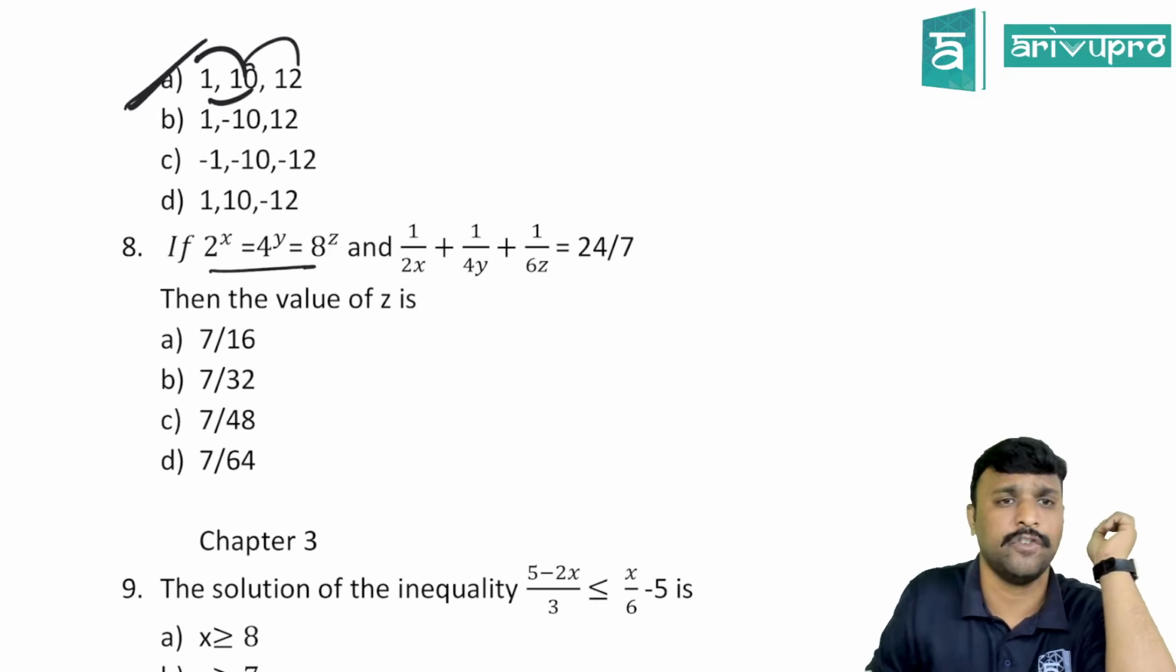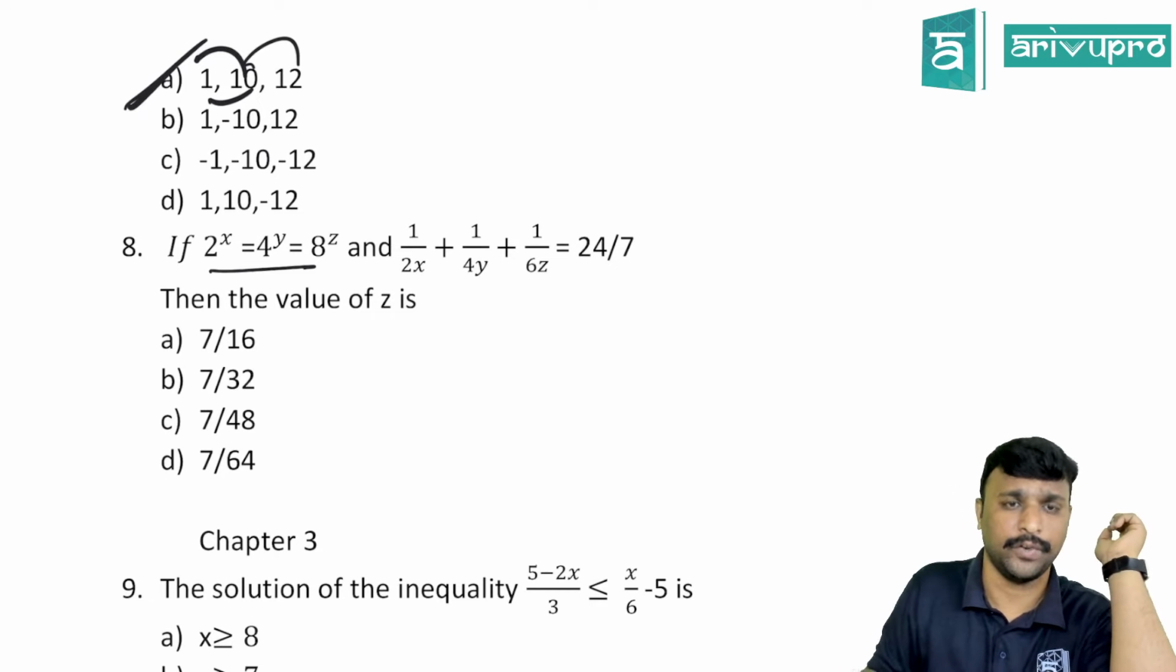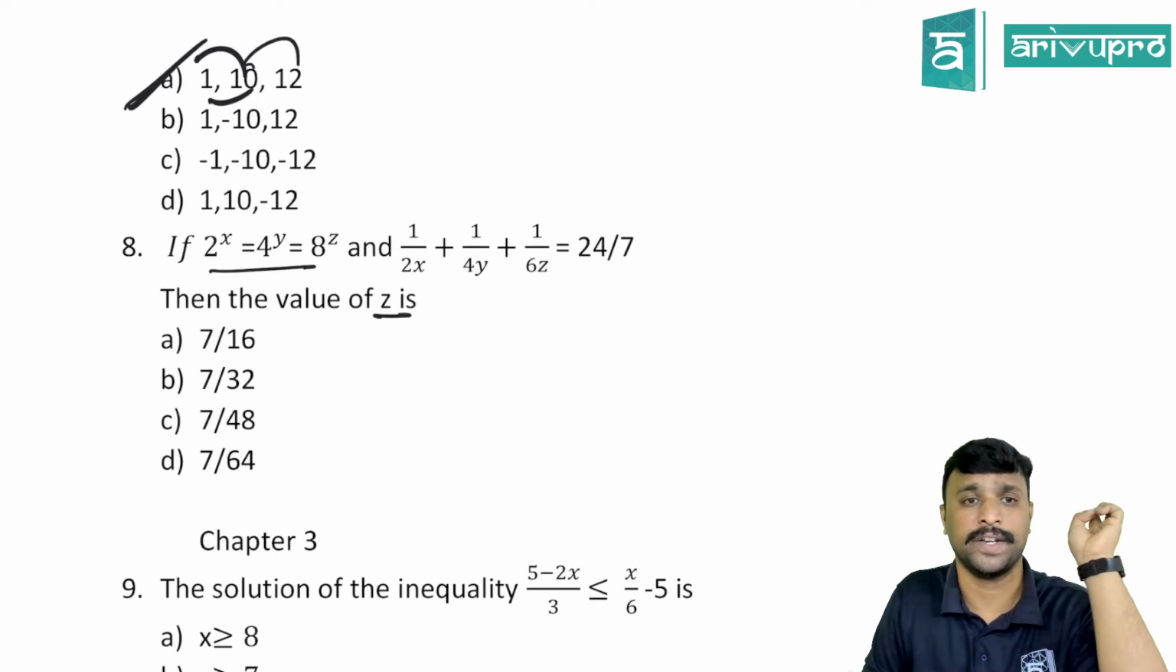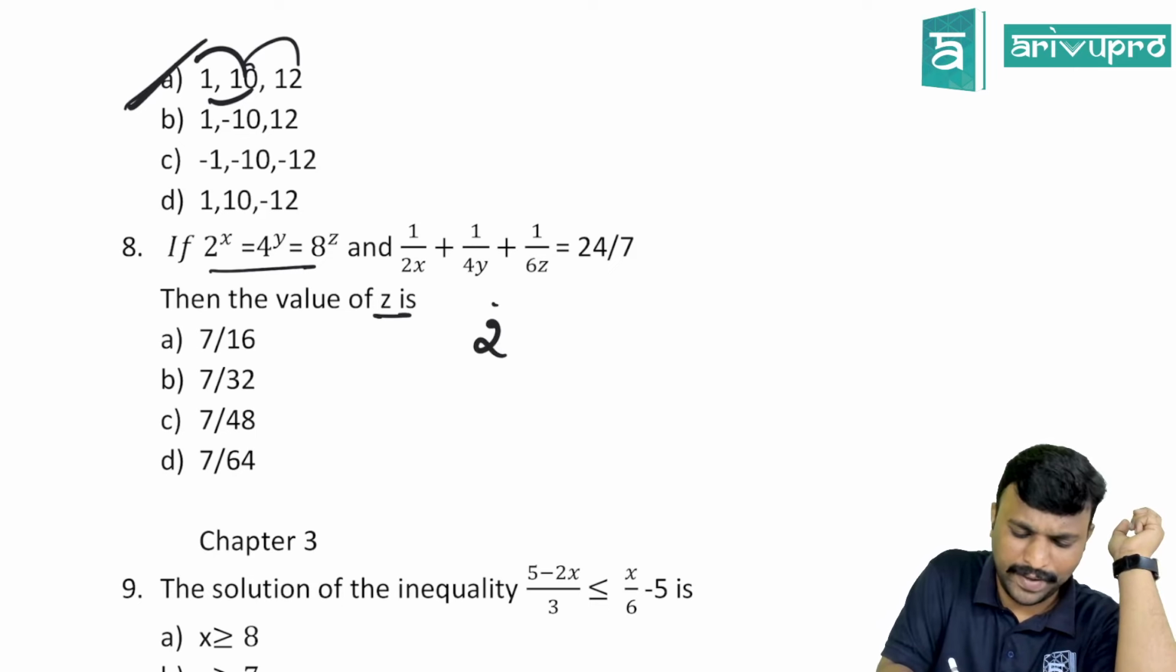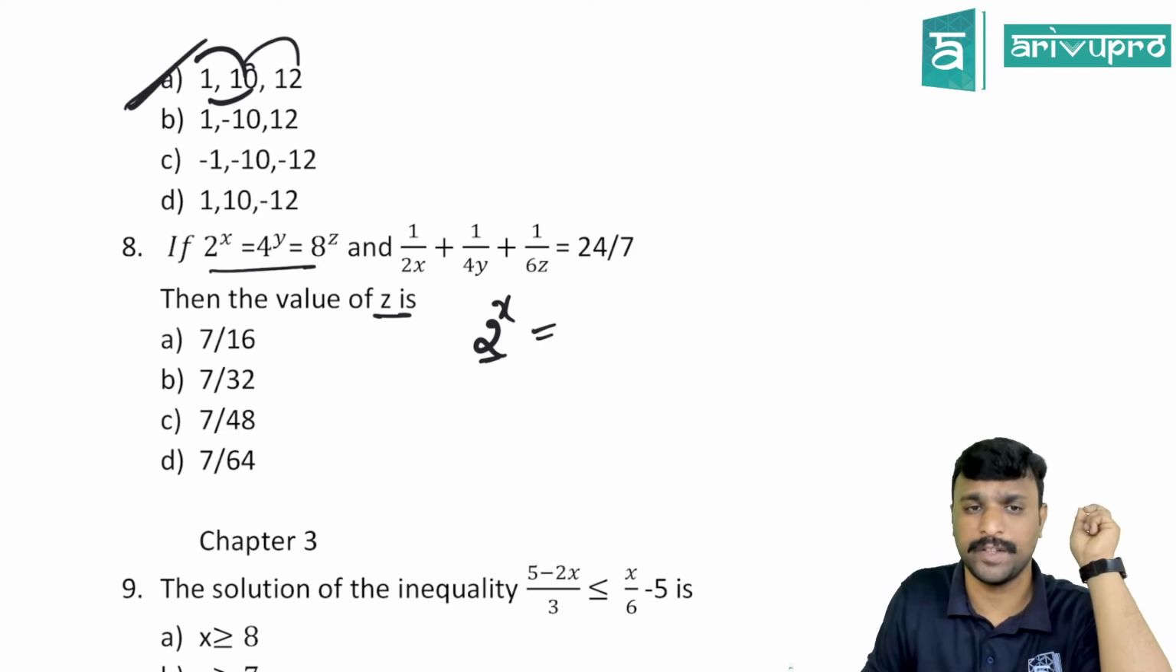2 power x equal to 4 power y is equal to 8 power z. So we need to find the value of z over here. Guys, what to do? Always the bases must be expressed in terms of the prime factor.